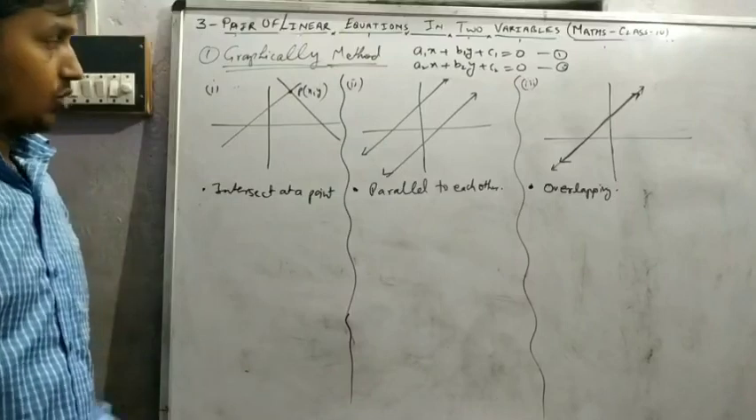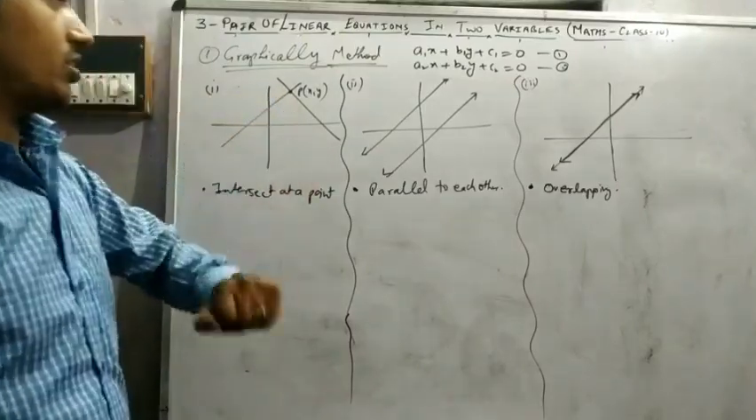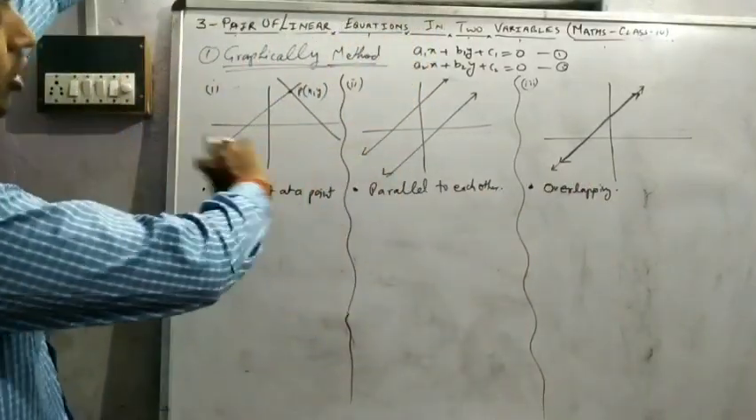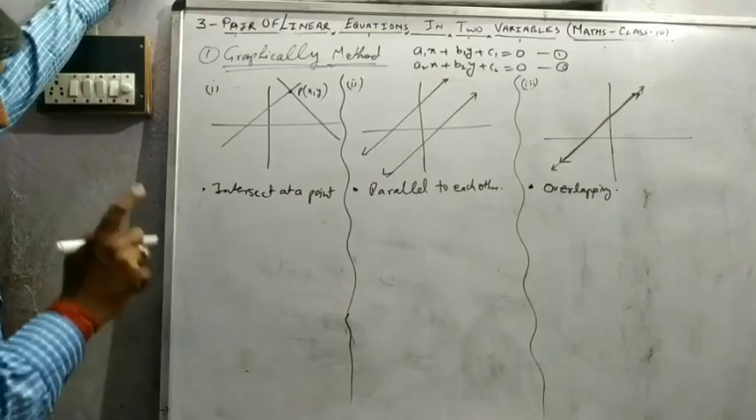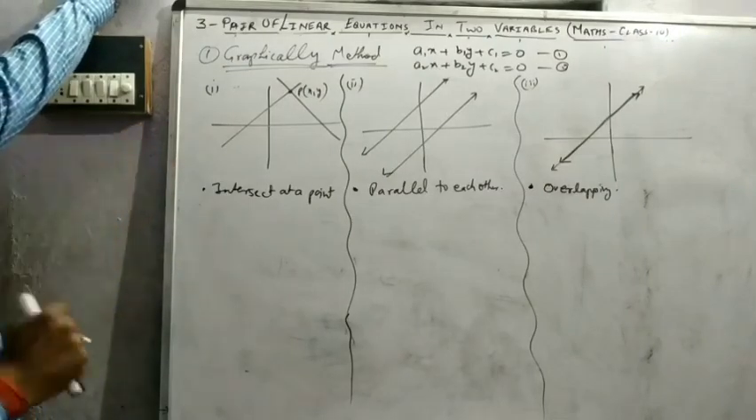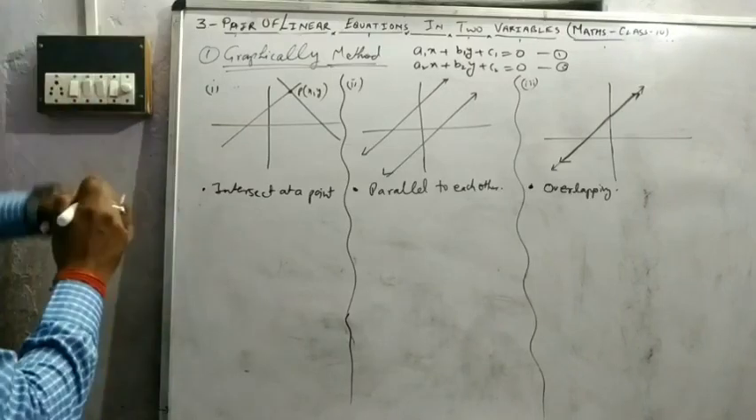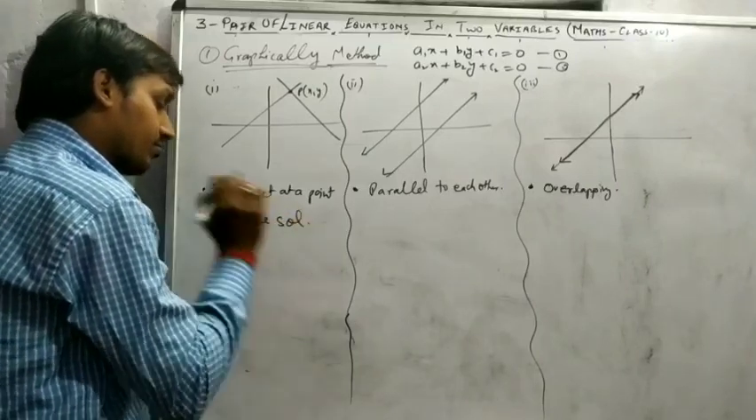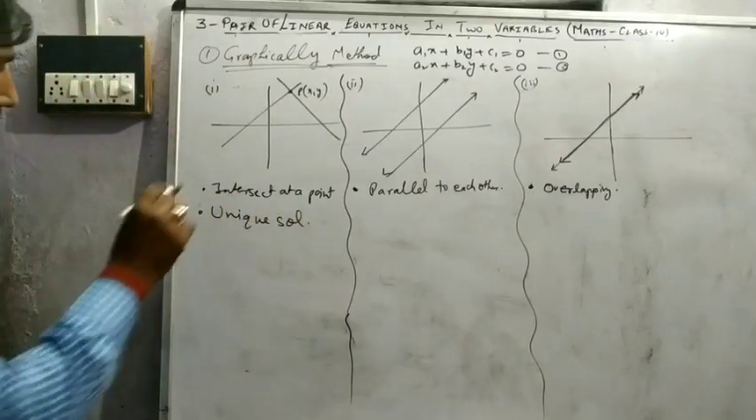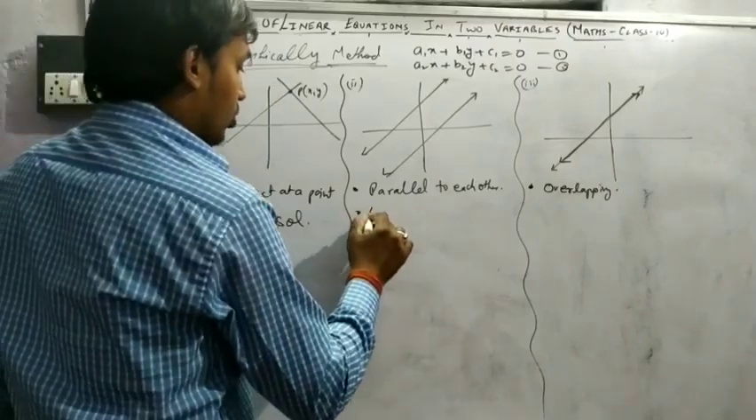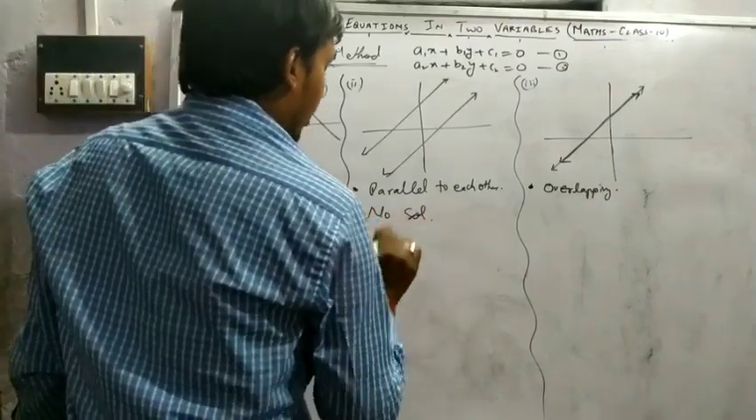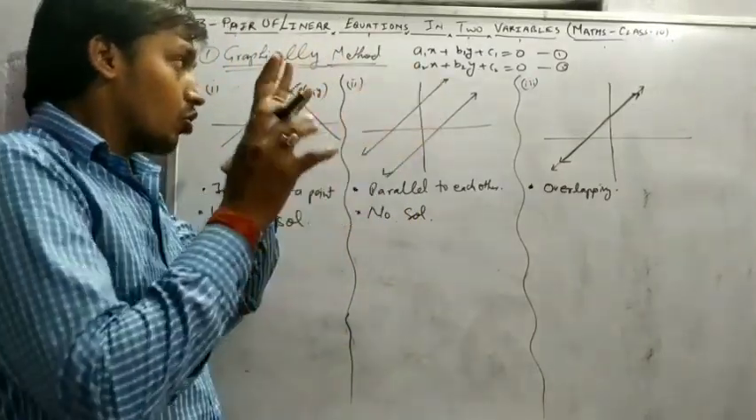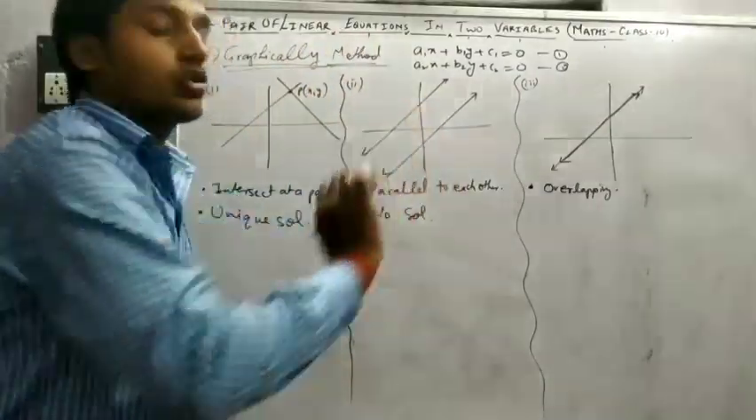Overlap to that. So first intersect at a point, parallel to each other, overlap to each other. Such types of graph you have to form. So you get different types of solution. In first you get a unique solution, only one solution. Here you have no solution, which means if the graphs of the equations are parallel, then the equations have no solution.